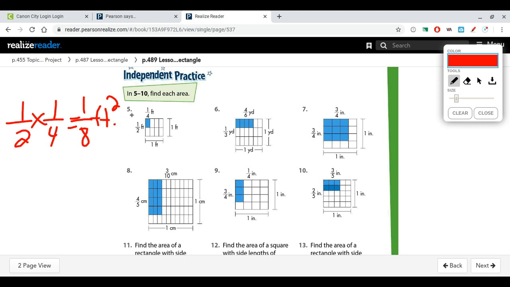So you are going to do 5 through 13, or sorry, not 5 through 13 because I did 5. You're going to do 6, 7, 8, 9, 10, 11, 12, and 13. So getting that practice in with your multiplication of fractions.